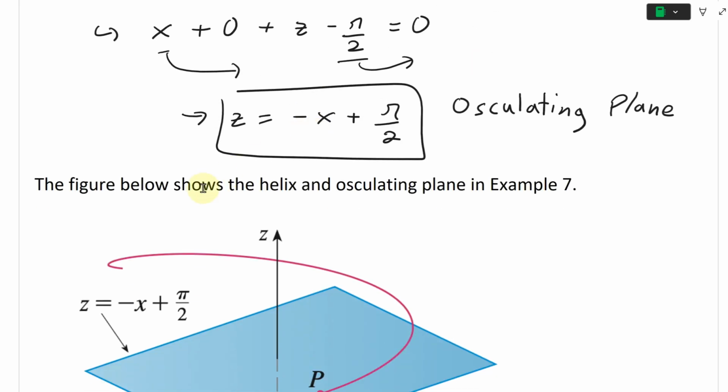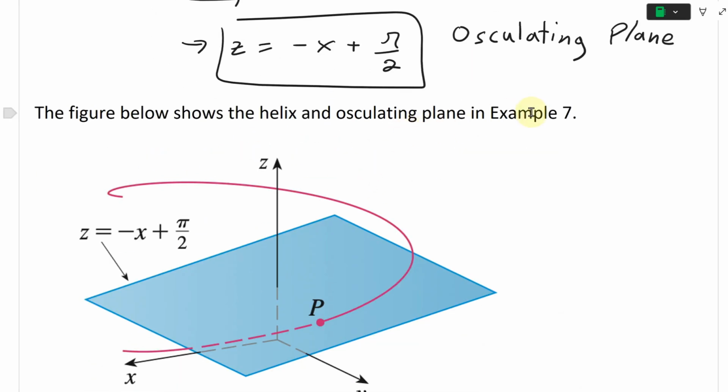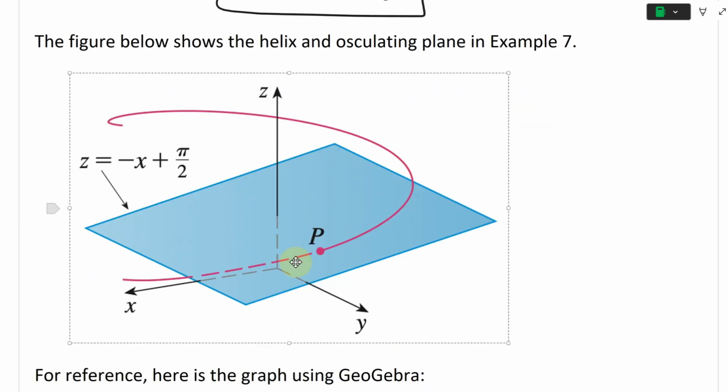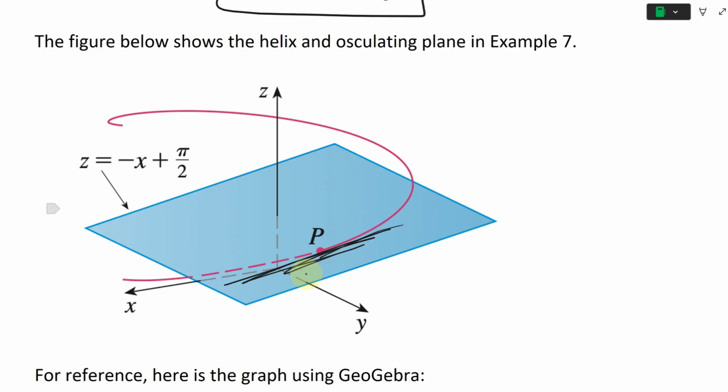All right, and going further here, the figure below shows the helix and the osculating plane in example 7. This is from a calculus book, and basically you can see how it's kissing the curve. So in other words, it's right on it, it's literally touching it. It basically contains all the points near it or closest to the point P. It's like putting a piece of paper right next to the curve. So this is the plane z equals negative x plus pi over 2, and it looks like that.